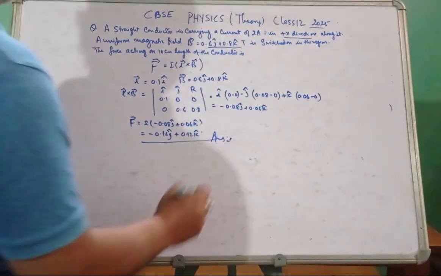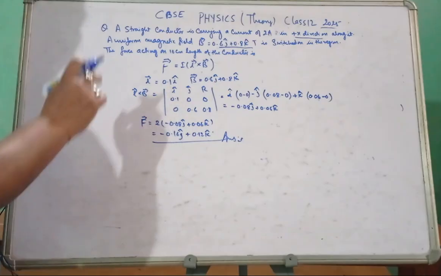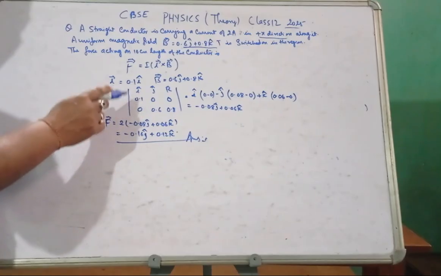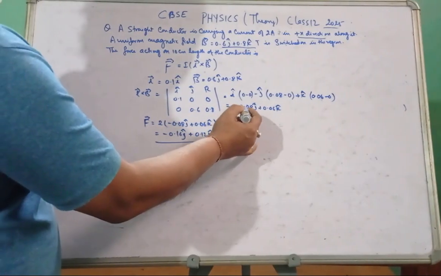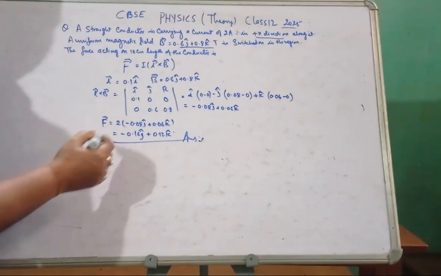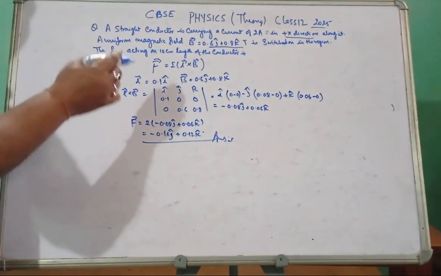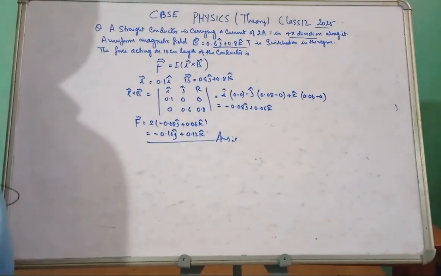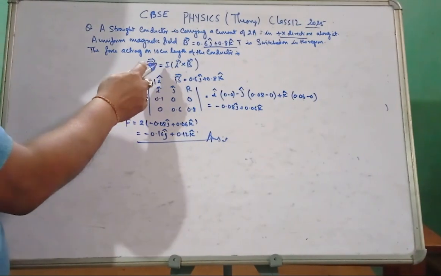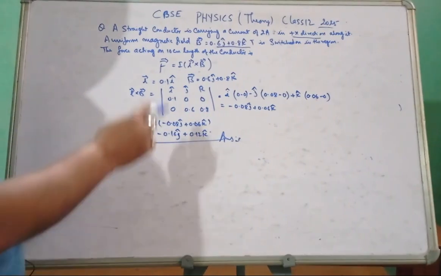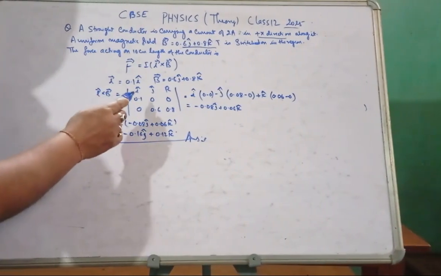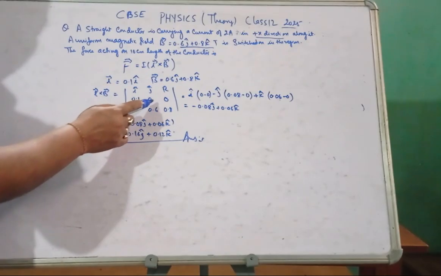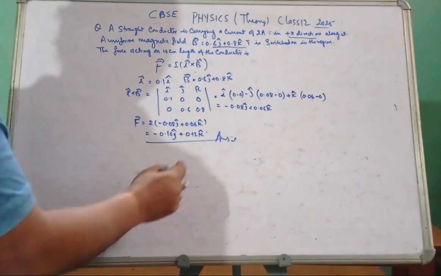So one thing you must remember while calculating is I L cross B. Your L must be first, then your B. If you put B first, then L, your answer will change: this will become plus and this will become minus, and your whole answer will be wrong. So keep in mind, L cross B, this is a very important point. Force is I times L vector cross B vector. Since L is first, then B, only then are you going to get the correct answer.